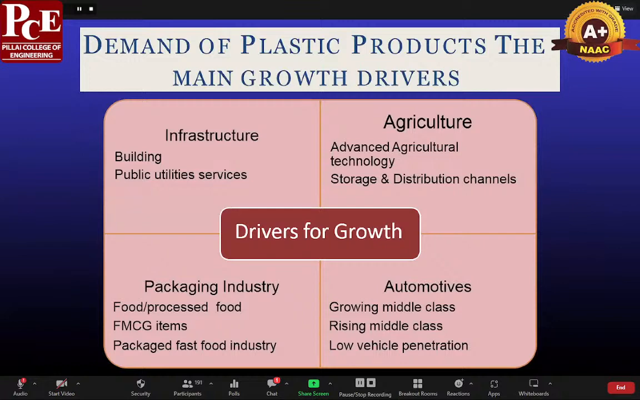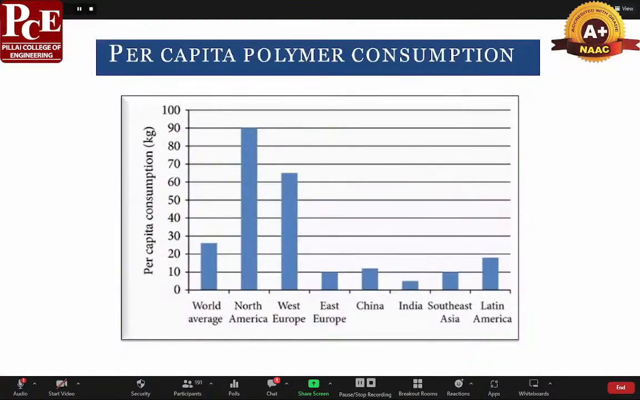Okay, so now per capita polymer consumption. Here I am showing you the market, the demand in India. Per capita, you know, is the consumption of plastic per person per year. That is the per capita concept.